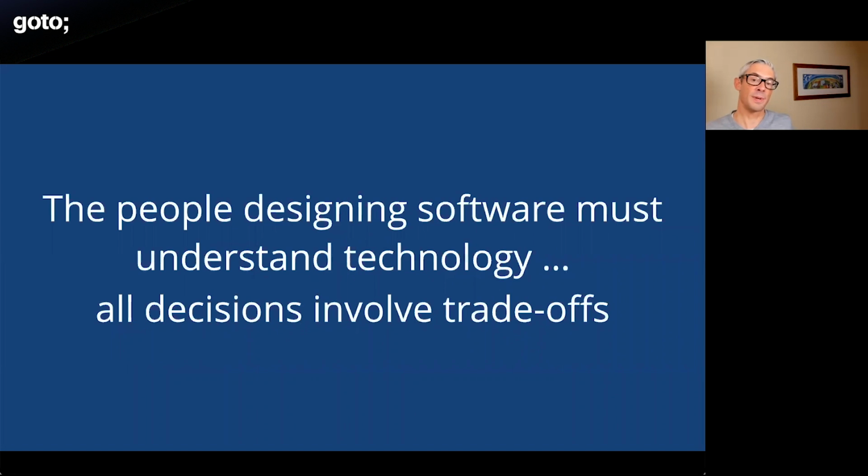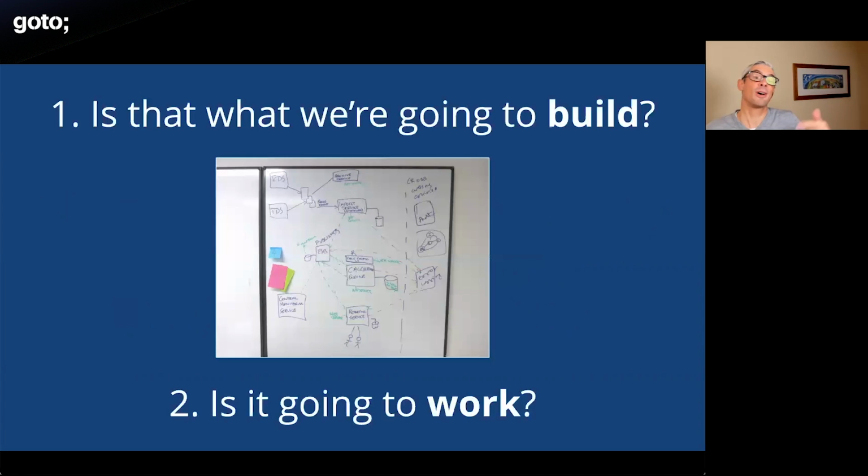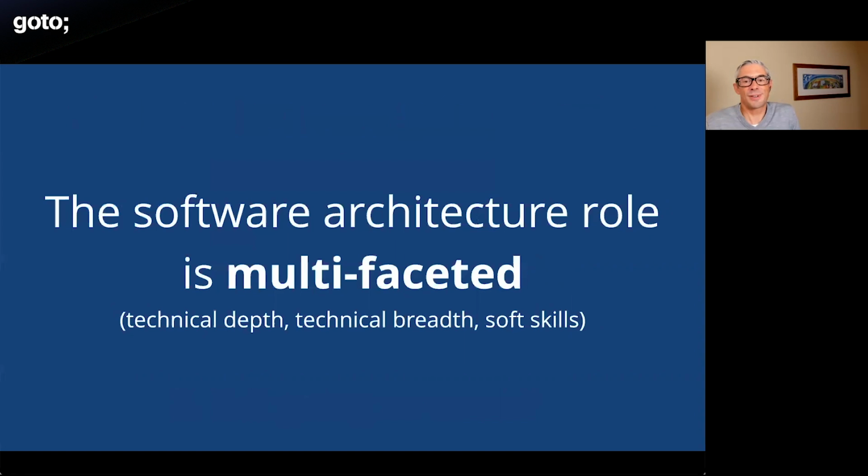And this is super important because if you're designing software, you need to understand technology in order to assess trade-offs. Unfortunately, there's no perfect silver bullet solution to any problem. So, any decision we make is going to have trade-offs. And if you don't have the prerequisite technical skills, again, you can't answer these two questions that I outlined before. So the software architecture role can be done by one or many people, but it's multifaceted. It requires good tech skills and good non-tech skills.